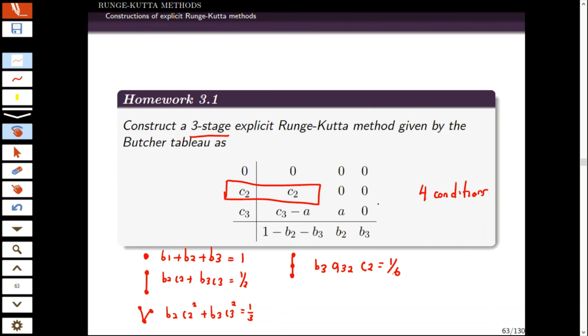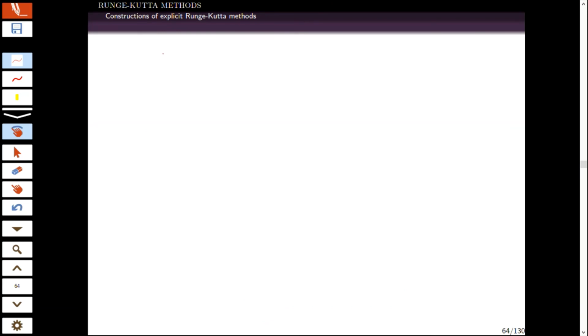So I can start by finding my C. Okay, so let's say I have C. Let's say my C1 is 0. Let's say my C2 equals half. C3 equals 1. Okay, so what can we get from here? Let's look at this condition and this condition. I'm writing it here. So we have C2 equals half, C3 equals 1.